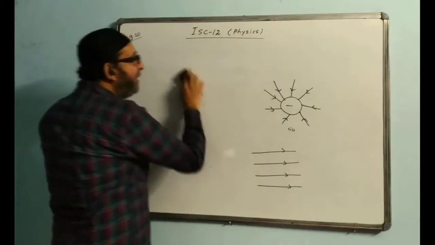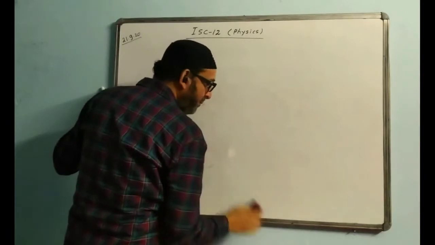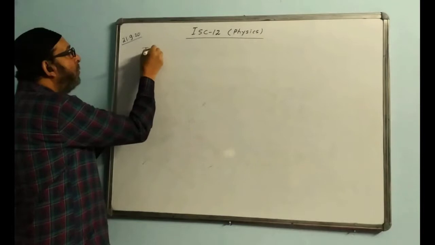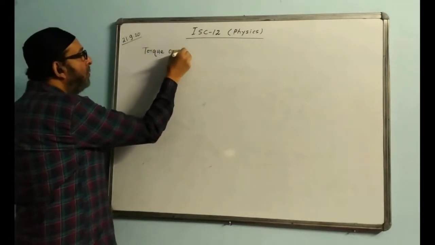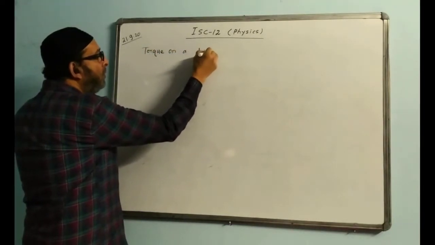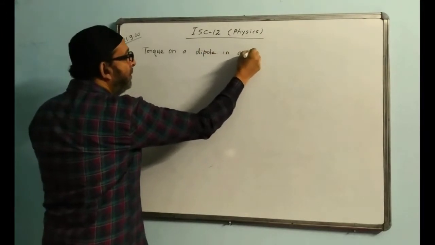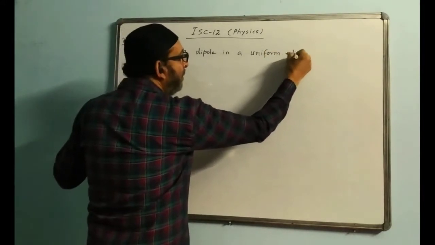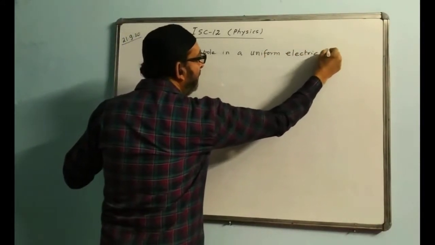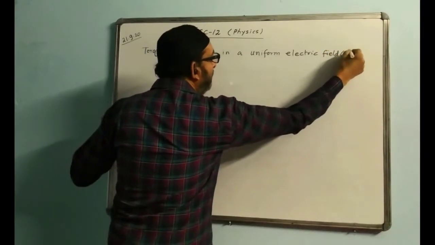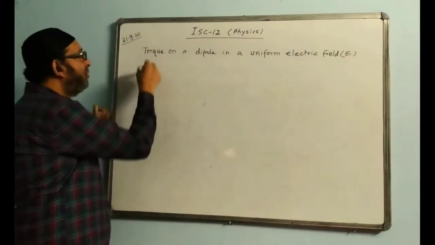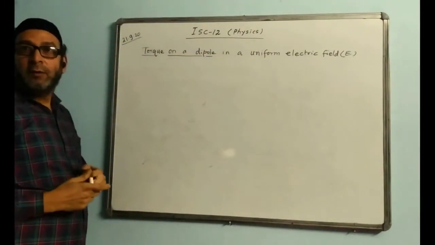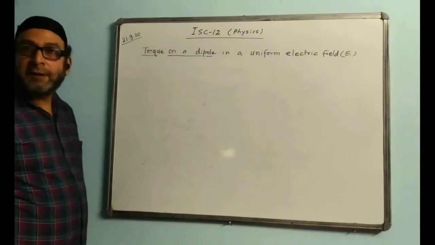Now, the next heading you can give is torque on a dipole in a uniform electric field. The uniform electric field is E. So this is the topic. This is the kind of derivation: torque on a dipole in a uniform electric field.